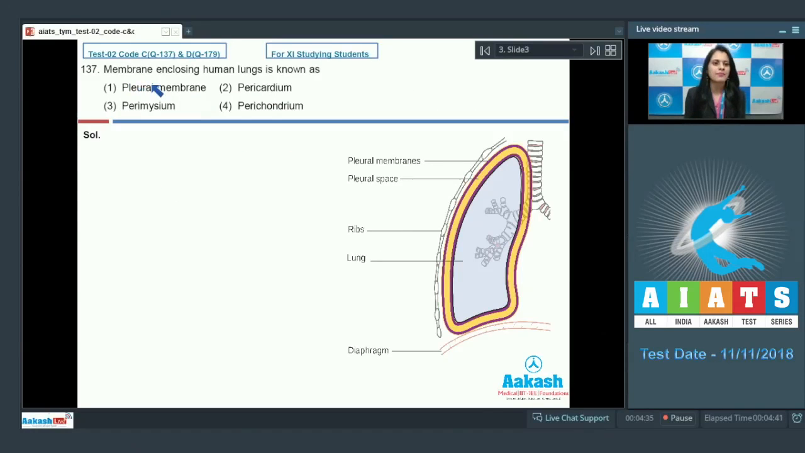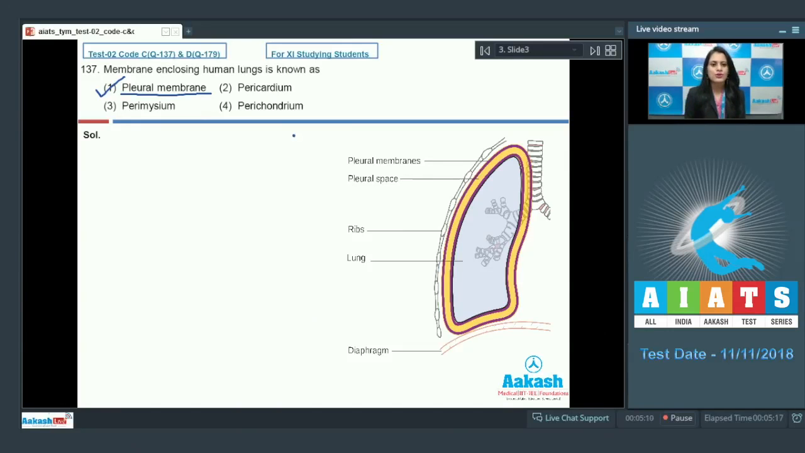Question number 137. Membrane enclosing human lungs is known as. And the correct answer for this question is option number 1, that is pleural membrane. As you can see in this figure, the human lung is enclosed within pleural membranes, and in between these two pleural membranes we have this pleural space. So the correct answer is pleural membranes.